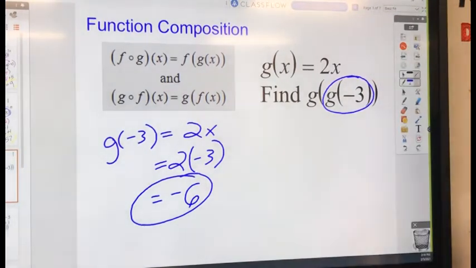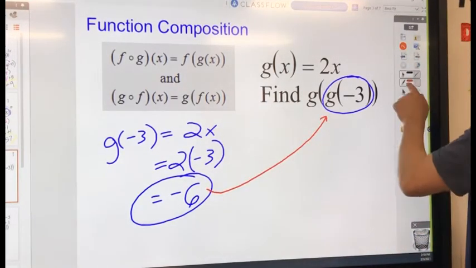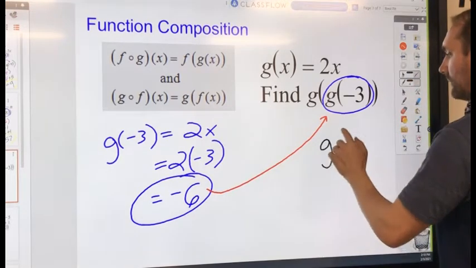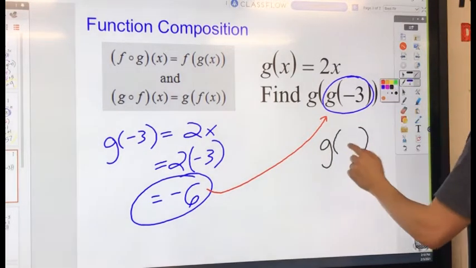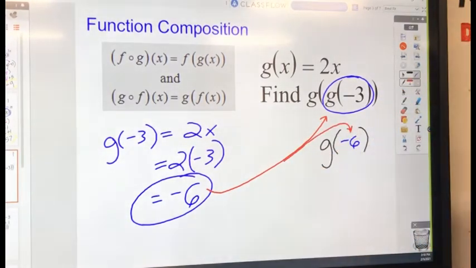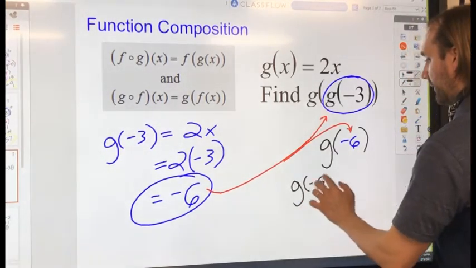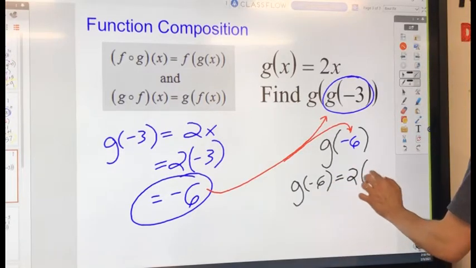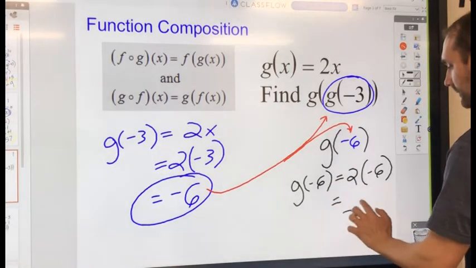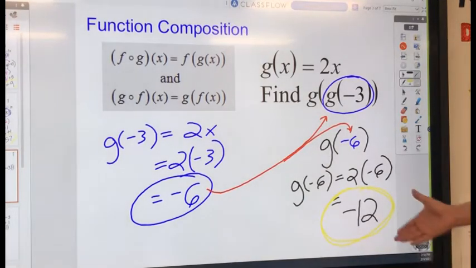And you replace it when you do it again. So what am I trying to find? G of g of negative 6. Very good, g of negative 6. Again, now I'm plugging it back into that function. G of negative 6 is 2 times x, in this case negative 6, which is negative 12. So what is g of g of negative 3? Negative 12.